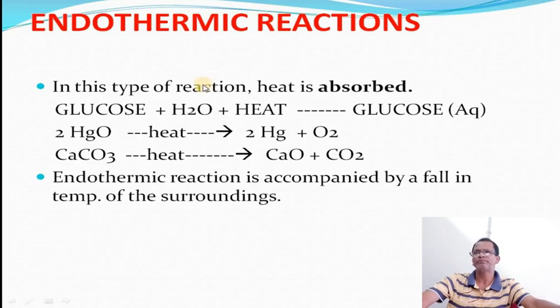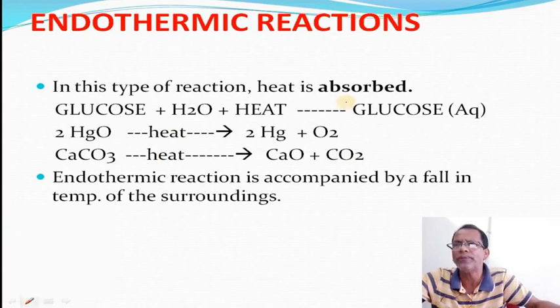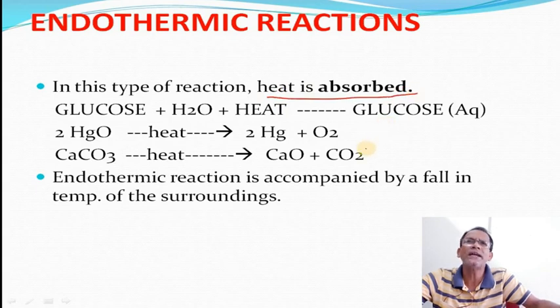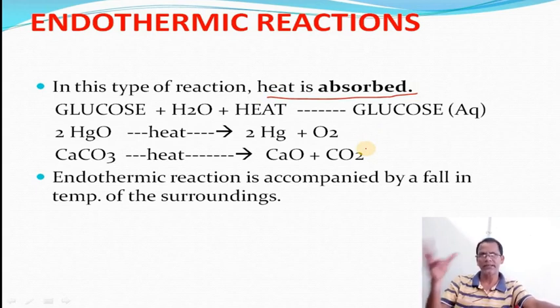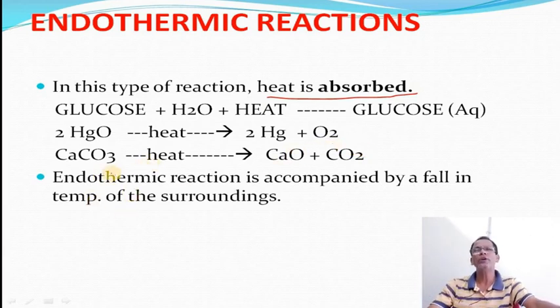Similarly, when you heat mercury oxide, it produces mercury and oxygen. If you heat calcium carbonate, it produces calcium oxide and carbon dioxide. That means these two reactions require heat, so here heat is absorbed. When heat is absorbed, that is called an endothermic reaction. It takes heat from the surroundings, and that's why it is called an endothermic reaction.